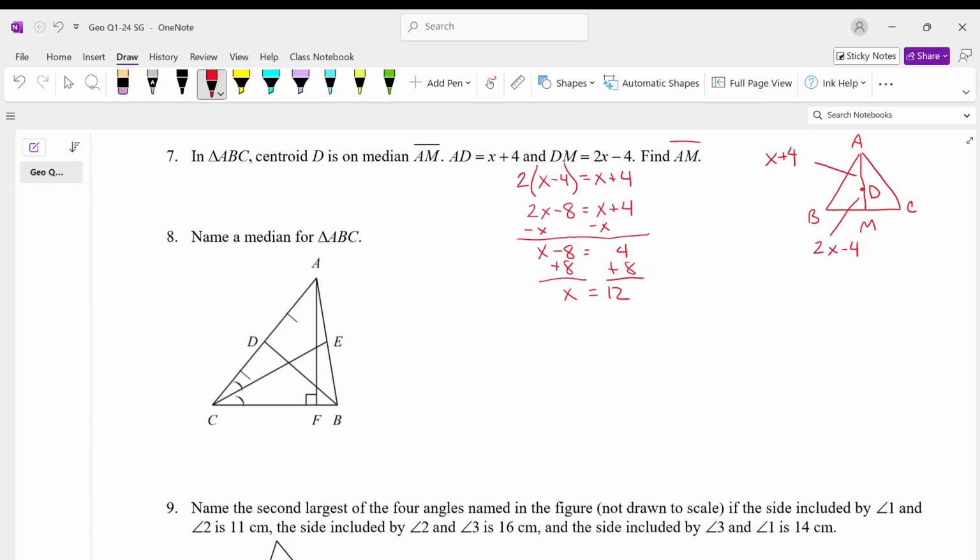Now, you need A to M. So we're going to find A to D first. A to D is x plus 4, so A to D is equal to 12 plus 4, which is 16. And this shorter piece is half of the longer piece, so the shorter piece is 8. So A to M equals the 16 plus the 8, which is 24.